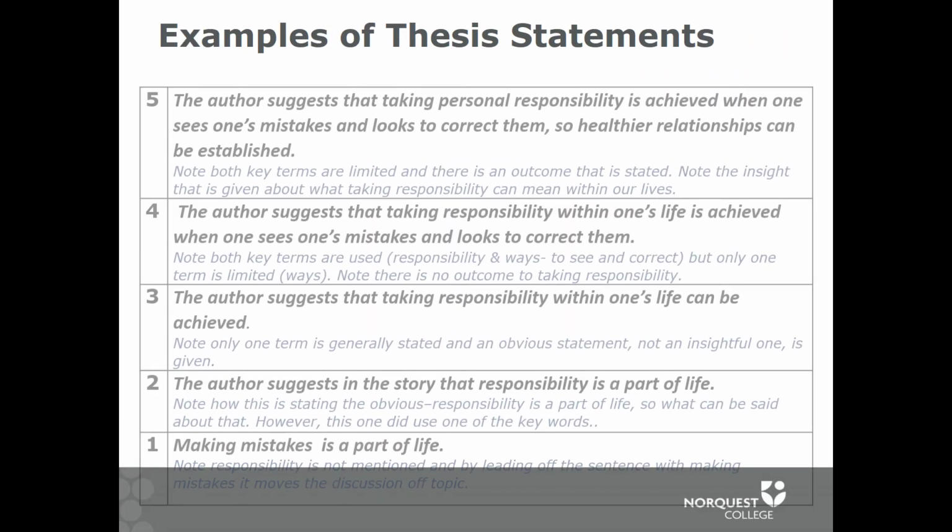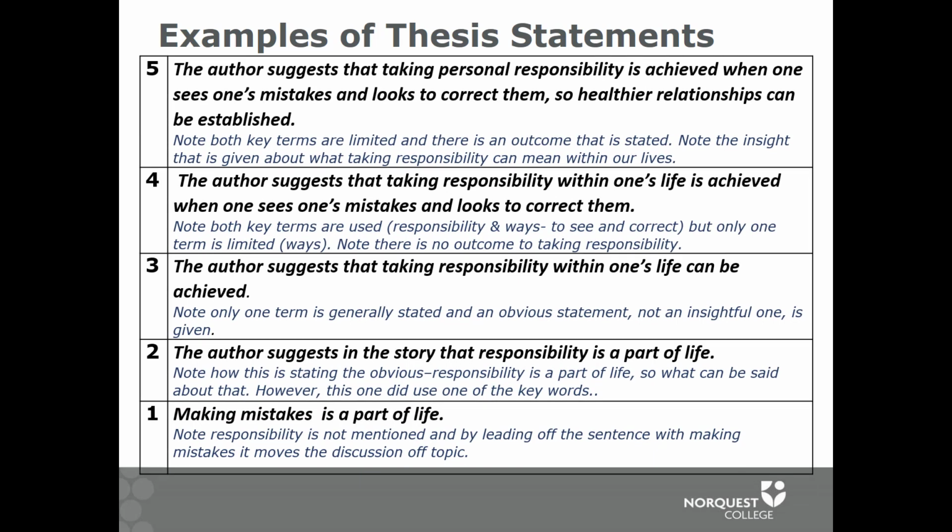So here are some examples that you might see. A 5 out of 5 would be: the author suggests that taking personal responsibility is achieved when one sees one's mistakes and looks to correct them so healthier relationships can be established. Note both key terms are limited and there's an outcome that is stated. Note the insight that is given about what taking responsibility can mean within our lives. Note too that no piece of literature is used. This is just a general statement about the human experience.